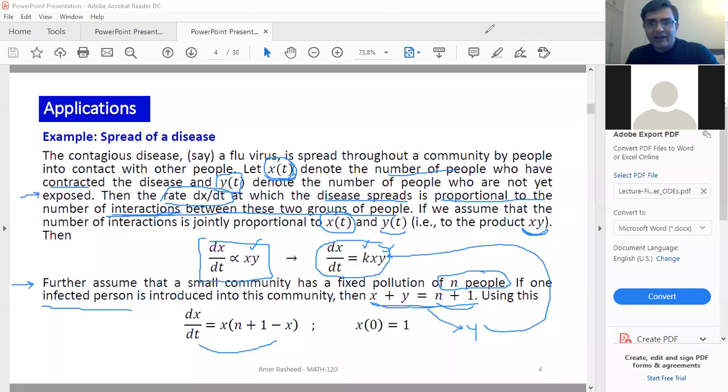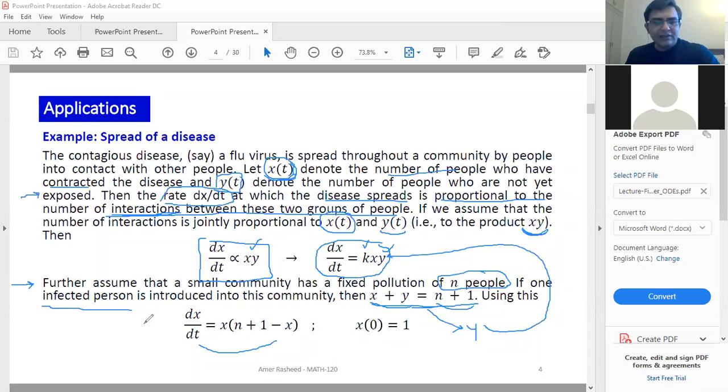There is a question in the chat window. They are jointly proportional. What does jointly proportional mean? Jointly proportional means the rate of change is proportional to both. Or you can say, we assume here that it is proportional to their product, the number of interactions.